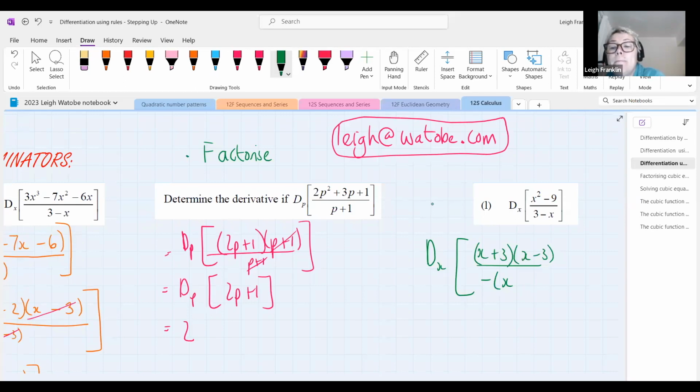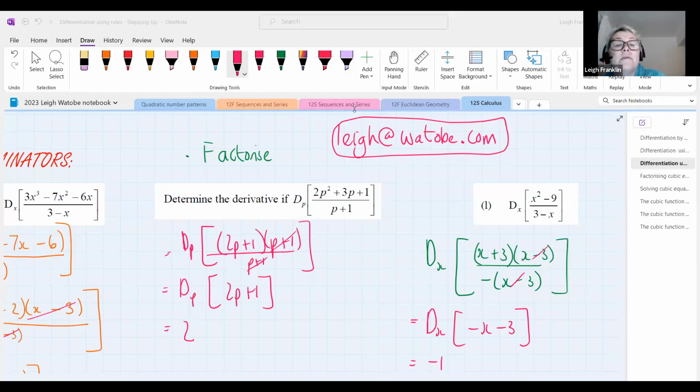Okay. So then you'd end up with that after you factorized. And then this means you would end up with minus x minus 3. And now you can drop your dx in your square bracket and your final answer would have been -1. That's it. There we go.